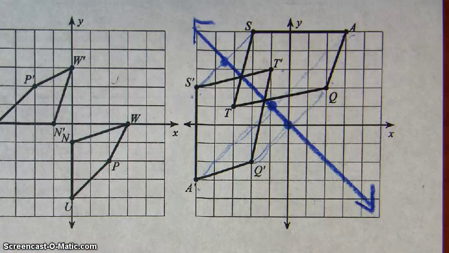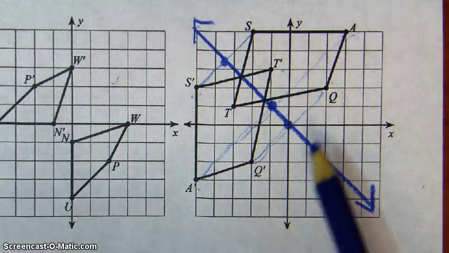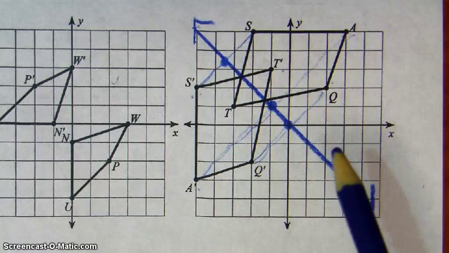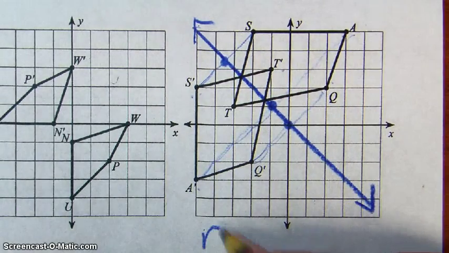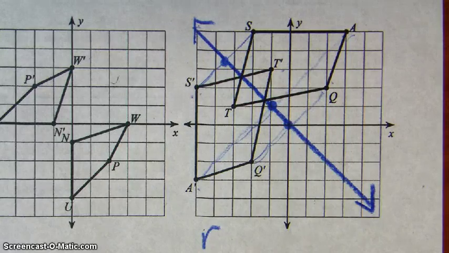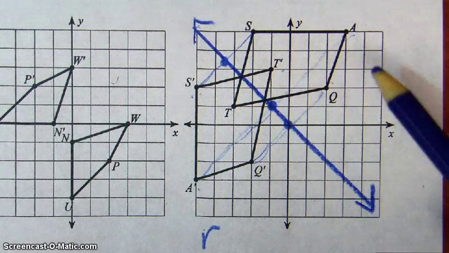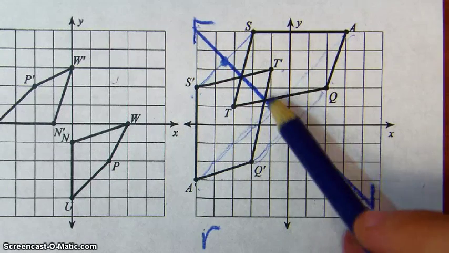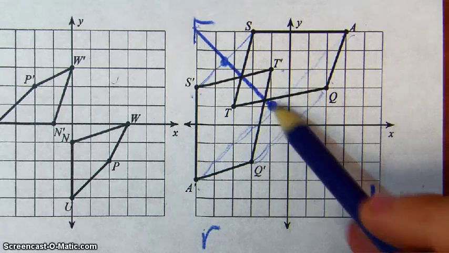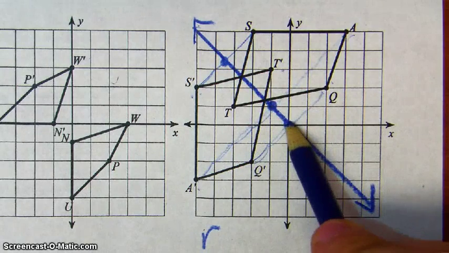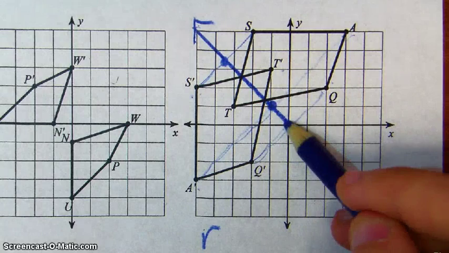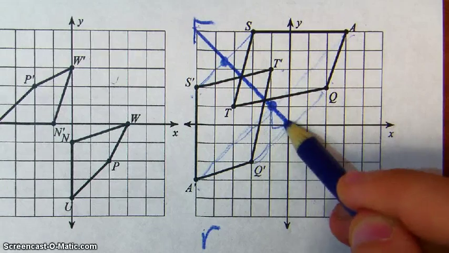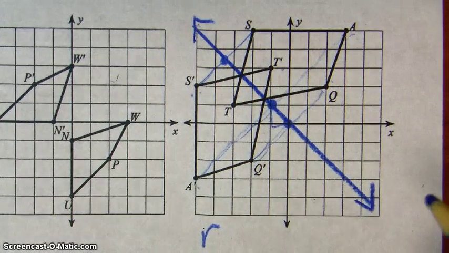But how to describe it? It's not the x-axis or y-axis. It's not even any vertical or horizontal line. What is it? Well, let's start with the little r for reflection, because we know it's a reflection. But then, what are we doing from there? Let's see. This line goes through the y-axis at 0, and it looks like it's got a slope of down 1 over 1. So it's got a slope of negative 1 over 1.